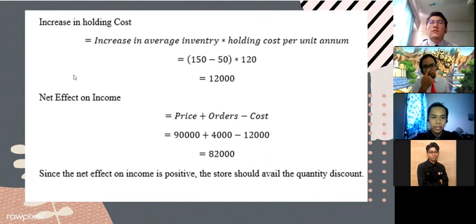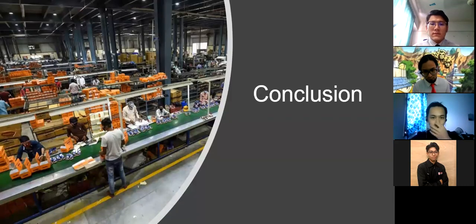And lastly, the net effect on income, after we calculated them all, the formula is price saving plus order saving minus holding cost. So it's 90,000 plus 4,000 minus 12,000, which equals 82,000. Since the net effect on income is positive, the store should proceed with the quantity discount. All right, so that's all from me.